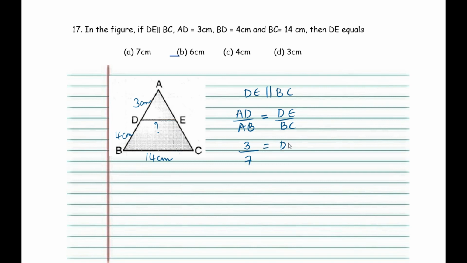DE is what? We need to find out. And BC is 14. Now DE equals cross multiply, 3 times 14 divided by 7. 7 ones are 7, 7 twos are 14. Now DE equals 3 times 2, which is 6. Therefore the correct answer is 6 centimeter, option B.